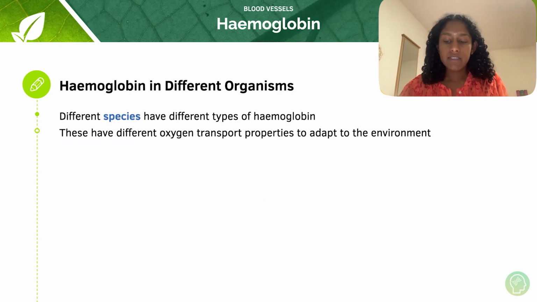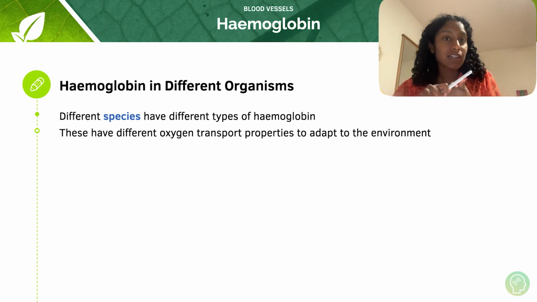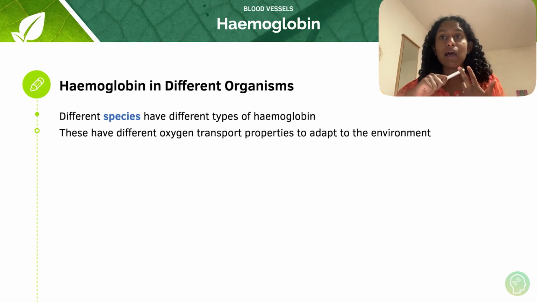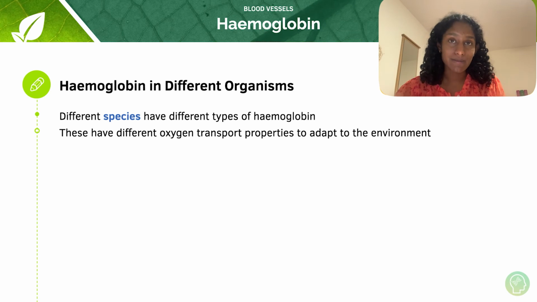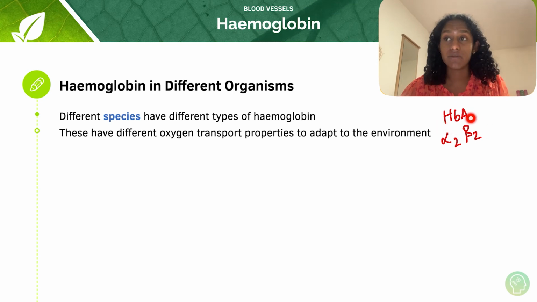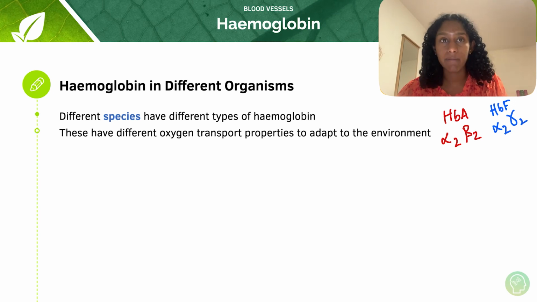Okay, so we've talked about our haemoglobin in our adult, our haemoglobin in our fetus, and we've talked about the effect of different concentrations of carbon dioxide on our haemoglobin. So now we're going to think about haemoglobin in different organisms. So we've already met one different type of haemoglobin. Remember, we met our adult haemoglobin, which had the structure alpha 2, beta 2, so 2 alpha polypeptide chains and 2 beta polypeptide chains. And we also met our fetal haemoglobin, which had the structure alpha 2, gamma 2, so 2 alpha polypeptide chains and 2 gamma polypeptide chains.